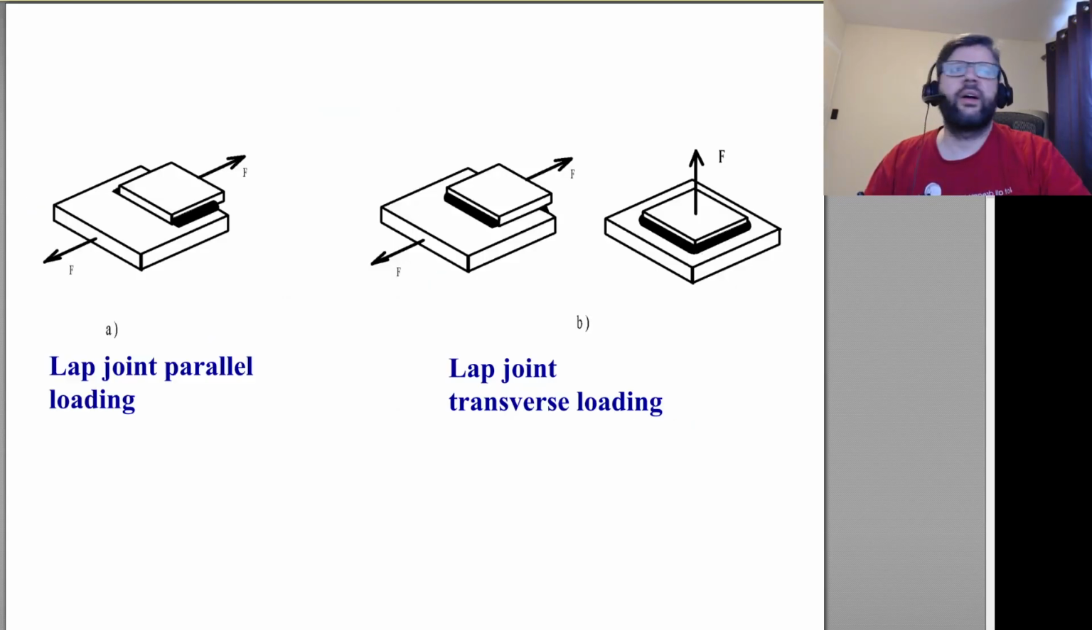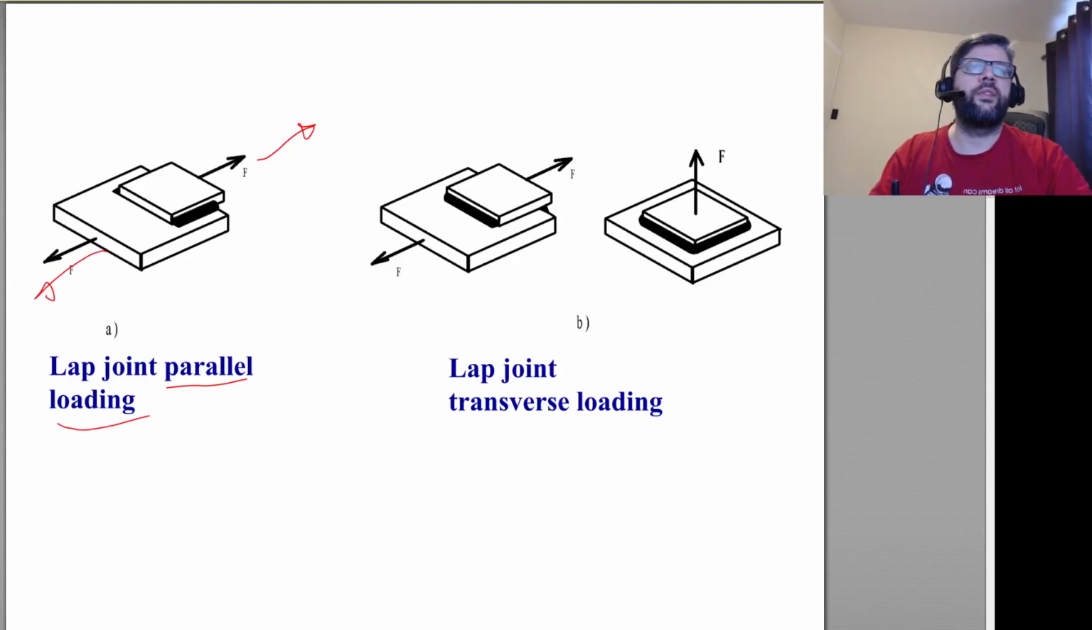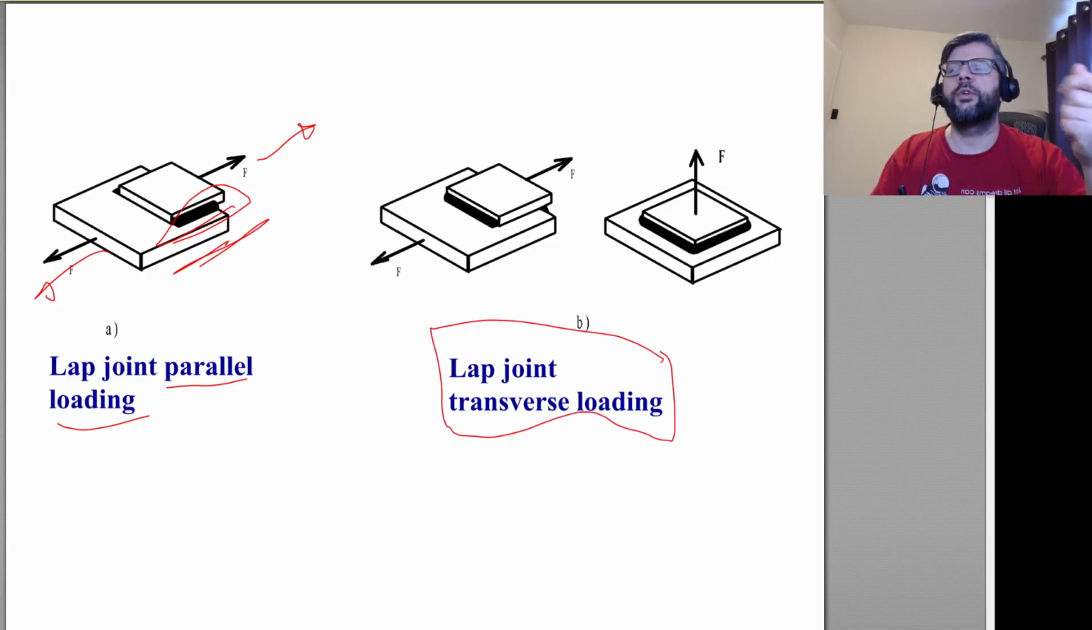So basically, there's 2 ways of analyzing fillet welds. If you have a parallel loading, that's where the force is in line with the length of the weld, back and forth. Whereas if you have transverse loading, that's where the force is perpendicular to the length of the weld. So either this way, or like this way.